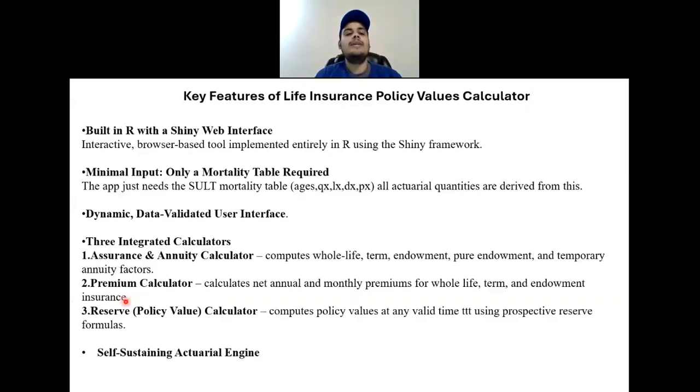So I would like to begin by introducing some key features of the life insurance policy values calculator. It is built in the R programming language with a Shiny interface, so only minimal input is required. That is, only a mortality table is required as an input to calculate the assurance, annuity functions, and all the premiums and reserves. And a dynamic, data-validated user interface is enabled to minimize the errors.